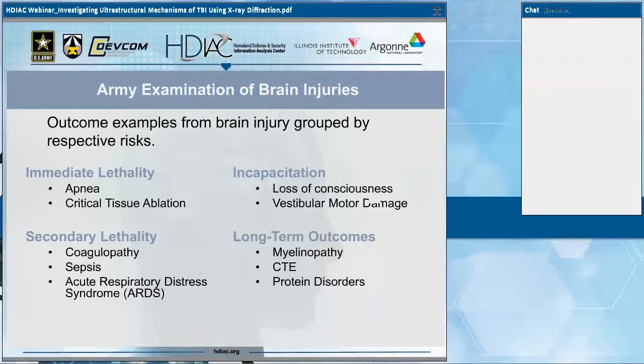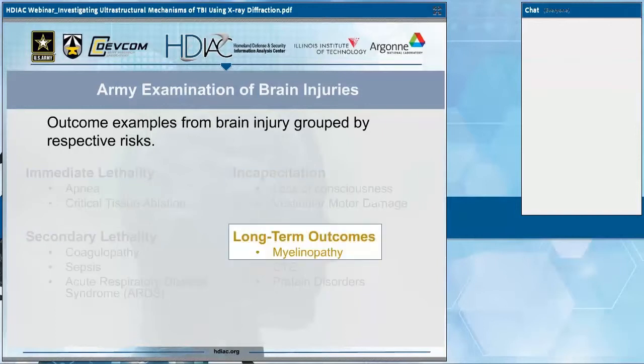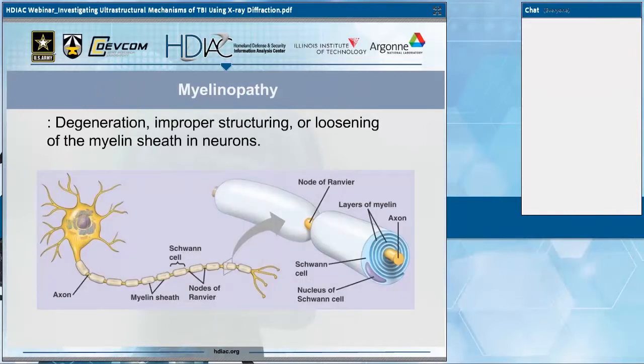Specifically, we're focusing on better understanding the causational mechanisms of TBI-induced myelinopathy. This outcome is seen to affect the performance and cognitive abilities of suffering individuals and can lead to decreased mission performance of the warfighter, as well as an associated decrease in overall quality of life. So what is myelinopathy, and how does it lead to these deleterious effects?